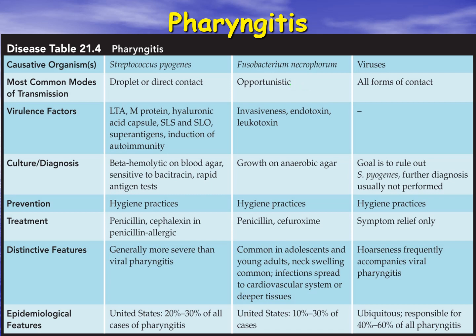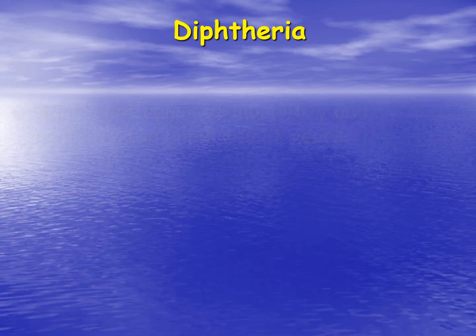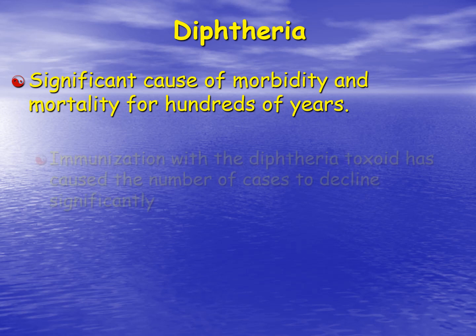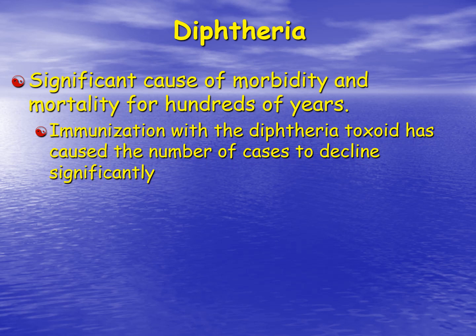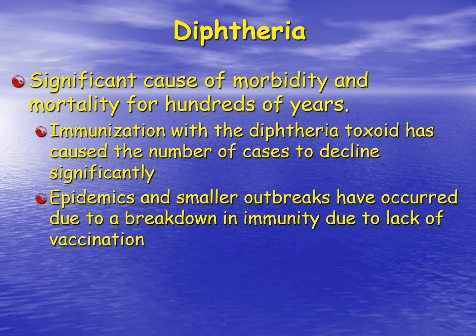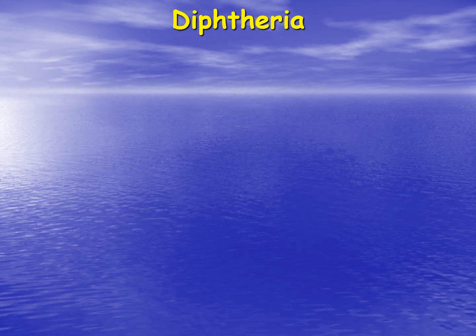And this table is out of chapter 21. Now, diphtheria. Diphtheria has caused significant morbidity and mortality for hundreds of years. We do now have a very effective immunization protocol with the diphtheria toxoid that has caused the number of cases to decline significantly, especially in industrialized regions of the world. Epidemics of diphtheria and smaller outbreaks have occurred due to a breakdown in immunity, primarily due to lack of vaccinations.